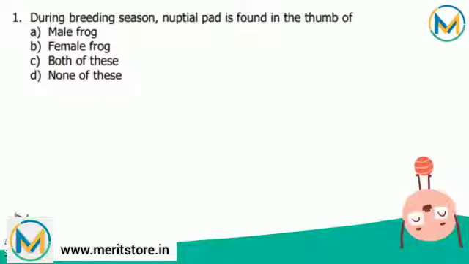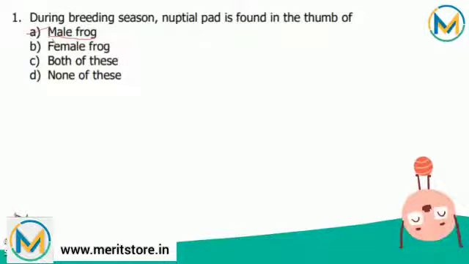So frog exhibit sexual dimorphism. Male and the female are distinguishable externally only during breeding season, when male develop ruffed nuptial pads on the bases of the thumb. Nuptial pad help male in holding female in a sexual embrace called amplexus. So correct answer for this question is option A, that only male frog.